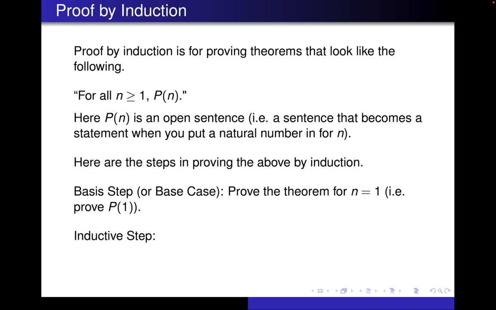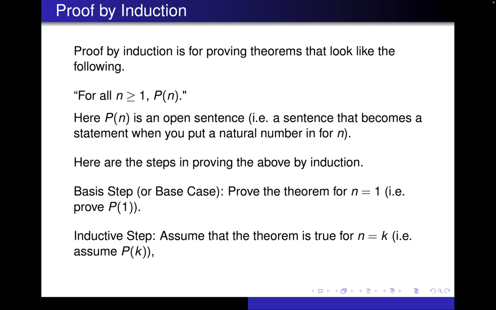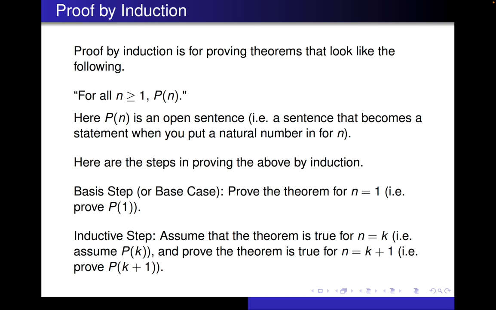Then your inductive step: you assume that the theorem is true for n equals k. In other words, assume P(k). What you're really doing is thinking that P(k), that n equals k case, is the one that you just proved, so that you assume it. And then you're going to prove the theorem is true for n equals k plus 1. N equals k plus 1 is the case that you want to prove next. You're using the previous step that you just proved to prove the next step. And again, that's the same as proving P(k+1).